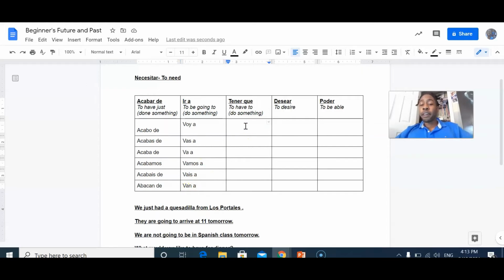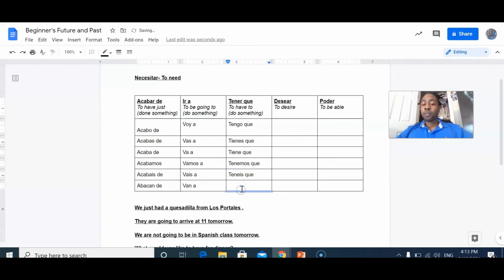Tener que, we already learned tener in el capítulo 2 when we talked about possession. So, when we do tener, we're going to say tengo, just like in chapter 2, but now we have que afterwards. Tienes que, tiene que, nosotros tenemos que, vosotros tenéis que, y ellos tienen. Hey, how did that happen? Y tienen que.